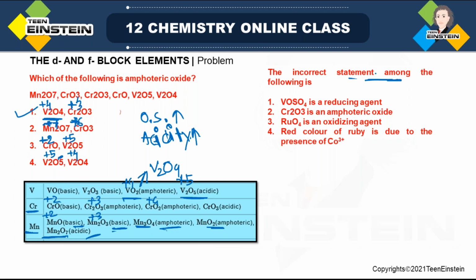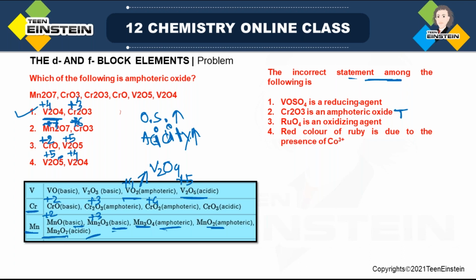Second one, Cr2O3. But Cr2O3 is amphoteric. This is correct. You have to find the incorrect statement, not the correct statement. Cr2O3 is an amphoteric oxide. This is a correct statement. This is true.